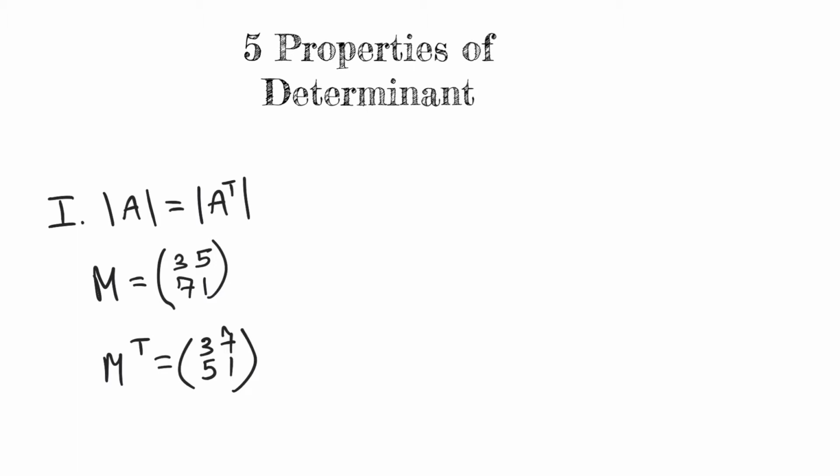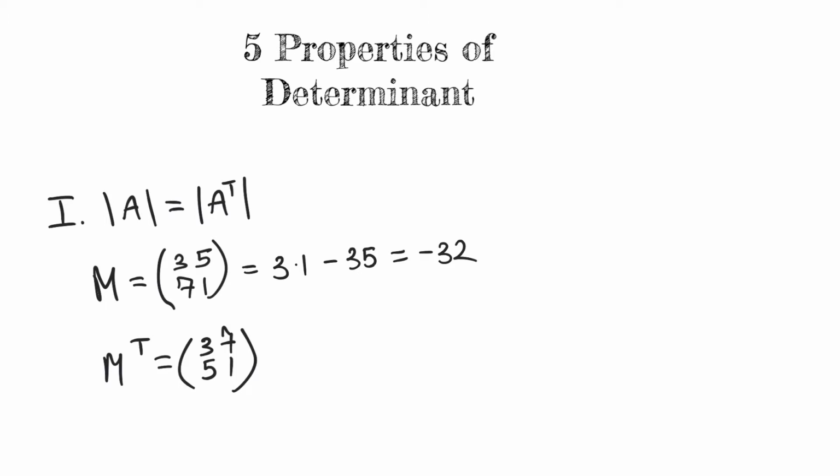of the original matrix. We can see that this is true by looking at matrix M, a 2 by 2 matrix, and the determinant of that would be 3 minus 7 times 5, or 35. So that would be negative 32.